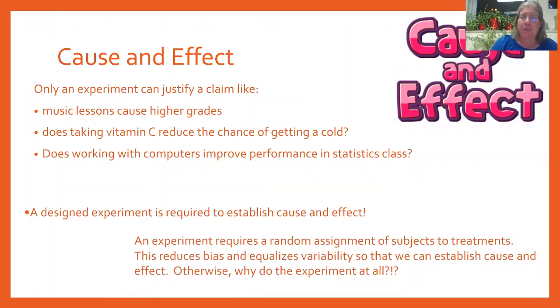Specifically, we need random assignment of subjects to treatment groups. Similarly to choosing a random sample, this is going to reduce bias and equalize variability, and we will get our cause and effect. And if we're not doing that, then why are we doing an experiment? It's not a good use of our time and money. So you want to make sure that you're randomly assigning your participants to treatment groups unless you have an extremely good reason why you're not doing that. There are maybe some very specialized, unique situations where that's the case, but it's fairly rare.